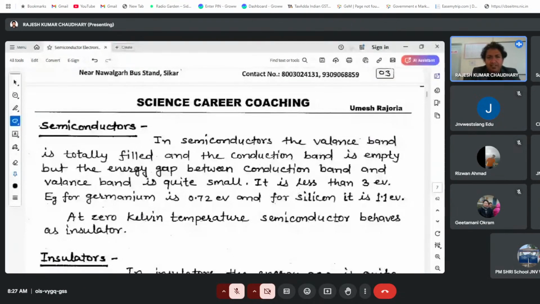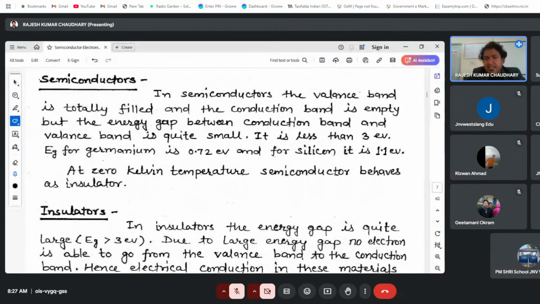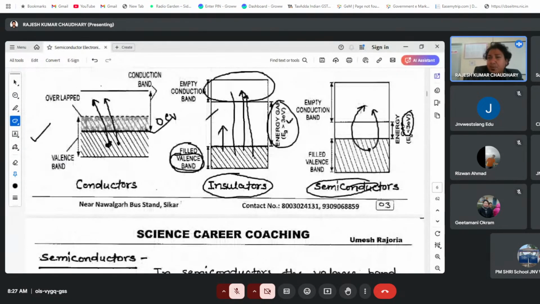So we have already discussed semiconductors. You know that for silicon the energy gap is 1.1 electron volt. And for germanium it is less than 1, it is 0.72 electron volt. I am talking about the energy gap. So we have discussed that the energy gap should be less than 3 electron volt. Yes or no? For silicon it is 1.1 electron volt, and for germanium 0.72. I hope you are getting it.